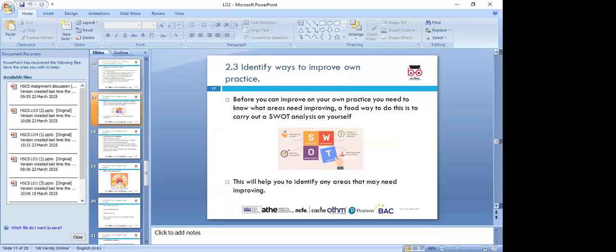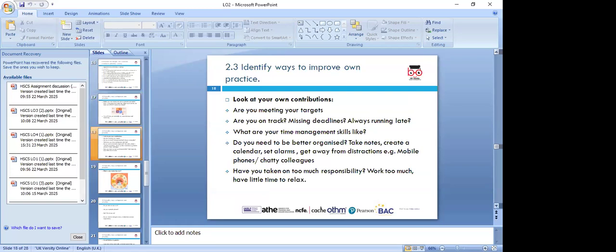Then you can proceed to, before you can improve on your own practice, you need to know what areas need improving. A good way to do this is to carry out a SWOT analysis on yourself. I did mention that. This will help you to identify any areas that may need improvement.